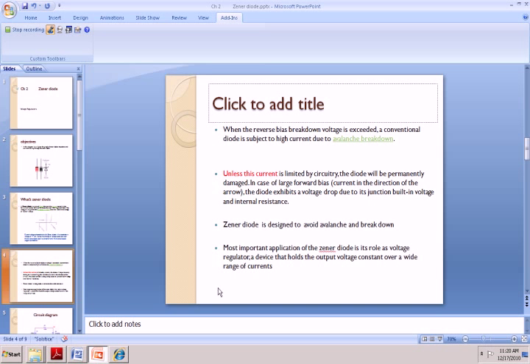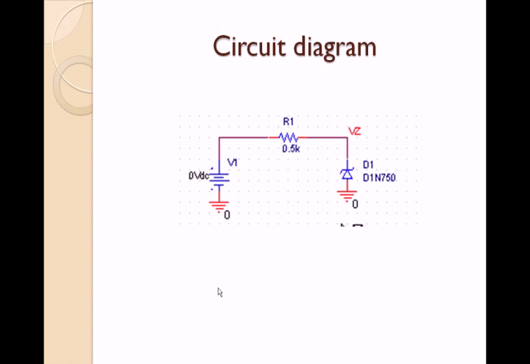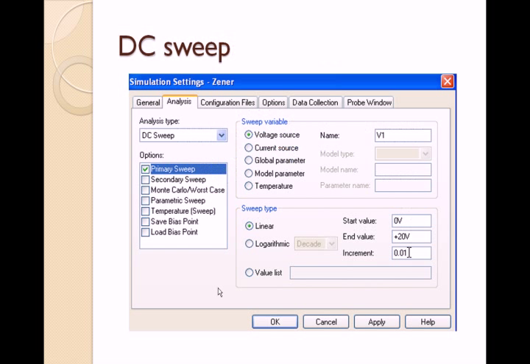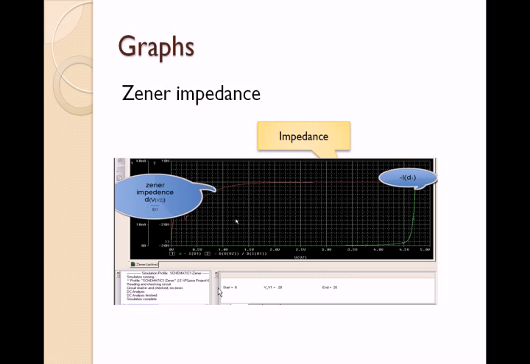Now we will design a circuit as shown in the figure. We give a voltage through a 2.5k resistor to a Zener diode. We will give the primary sweep from 0 to 20 volts with a 0.1 increment, and that's the general setting. Now we will plot a graph of the current flowing through the Zener diode and the impedance of the Zener diode as shown in the figure.